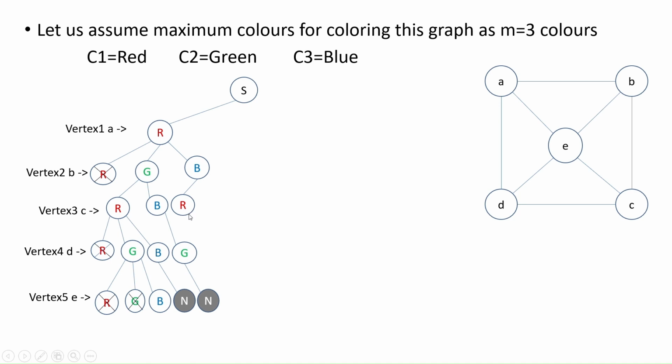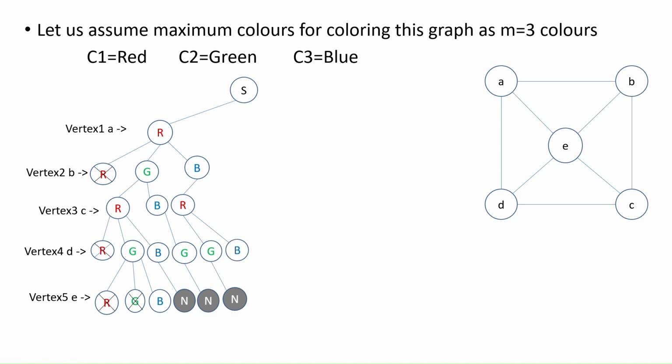No, it is not possible, right? But is it possible with green? We can color the fourth vertex with green, right? Okay, but is it possible to color the fifth vertex with any of these three colors? No, because all these three colors are used for the other four vertices, so it is again not possible. Again we are going back to the third vertex.